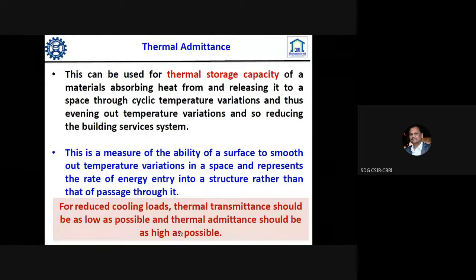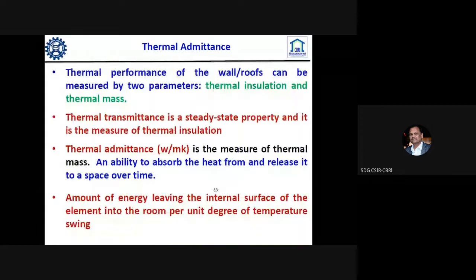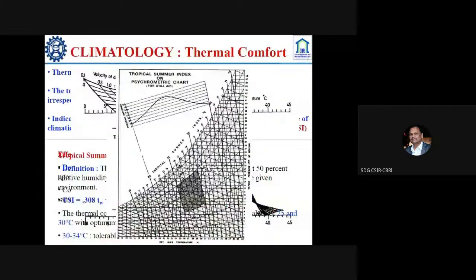So to reduce the cooling loads, thermal transmittance should be as low as possible, and thermal admittance should be as high as possible, because thermal admittance depends on the thermal mass property. Thermal admittance is a measure of the thermal mass property. So this is what I wanted to say up to admittance, and I will come to thermal comfort.